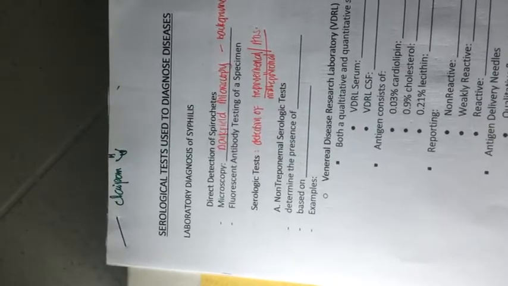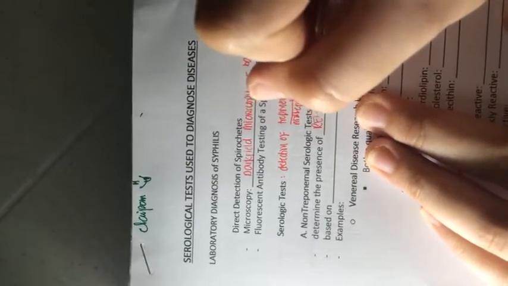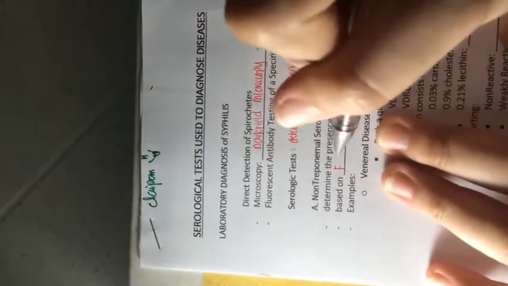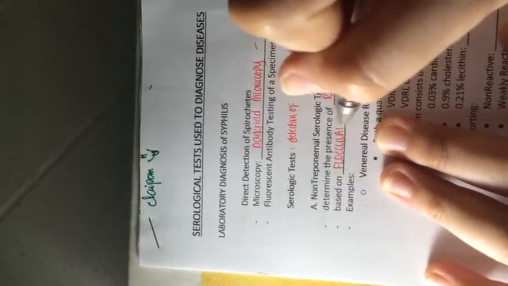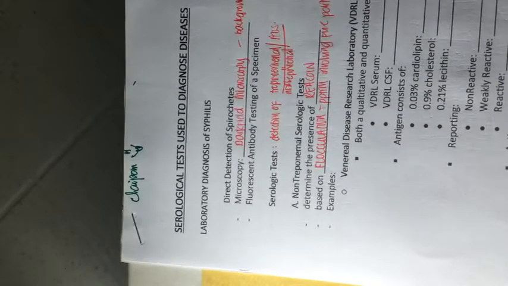So for the non-treponemal serologic test, we detect for the presence of reagin. This test is based on the principle called flocculation. Flocculation is precipitation involving fine particles. If the particles or carriers used are finer or smaller compared to those used in precipitation, then we call the method flocculation.